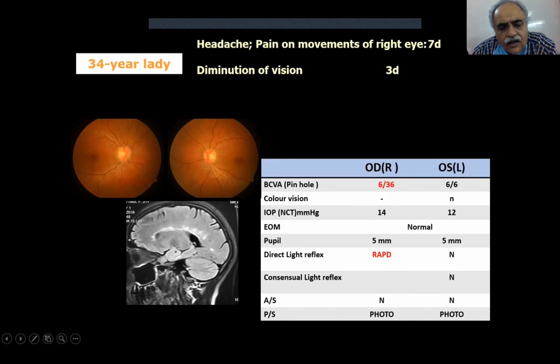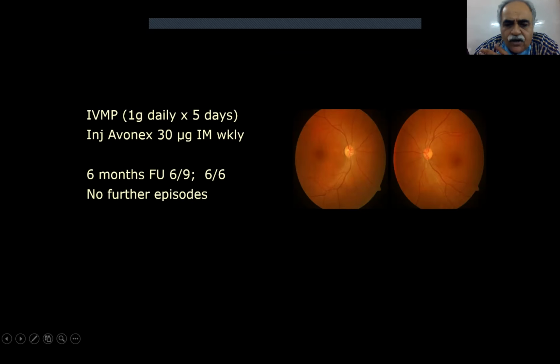The disease has already established itself in the patient, and now the patient has come to us with optic neuritis. So the management in this group is different. We all know the management. You know the management better than I do.